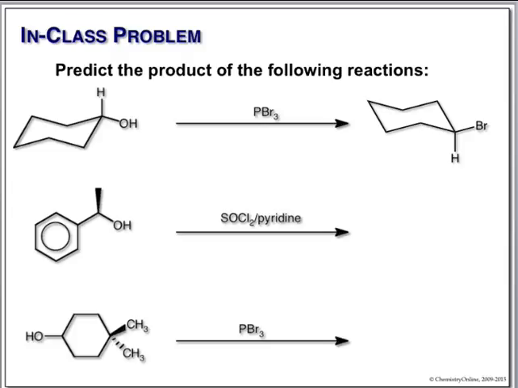Thionyl chloride, pyridine. This is the SN2 version once again. Here we have shown stereochemistry, haven't we? We know that thionyl chloride and pyridine is going to give us inversion. So let's go ahead and show that by just taking our methyl group and sticking it back instead of forward.